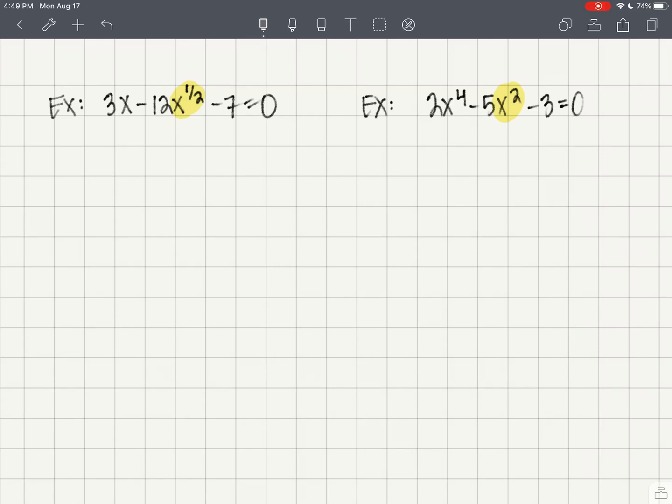Here we have an equation that is quadratic in nature. Quadratic in nature is when the first exponent in descending order is twice the second exponent.